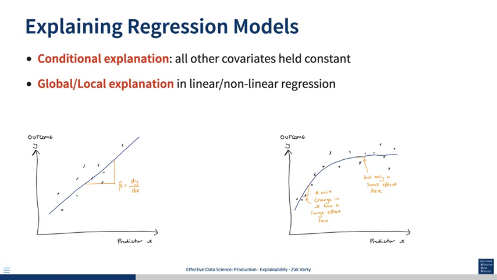A contrasting model here would be a nonlinear regression, where covariate effects are still interpreted conditional on the value of other covariates, but the size and direction of that effect might vary depending on the value of the covariate. We've got a conditional explanation, but it's now a local explanation. We can see an example of this in the figure, where a unit increase in the covariate is associated with a large change in the model response for low values of the covariate. But if we're starting at a higher value of the covariate, then that's going to result in a much smaller change in the value of the response, for the same change in the predictor.